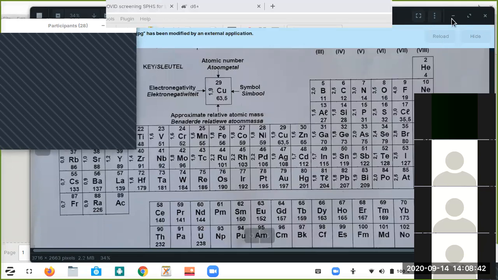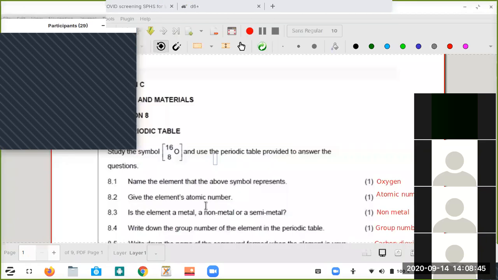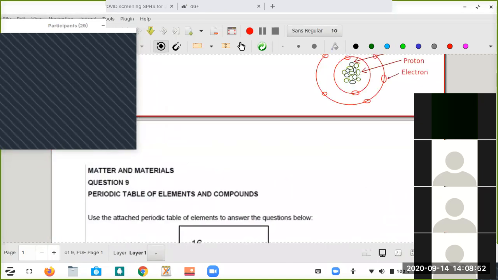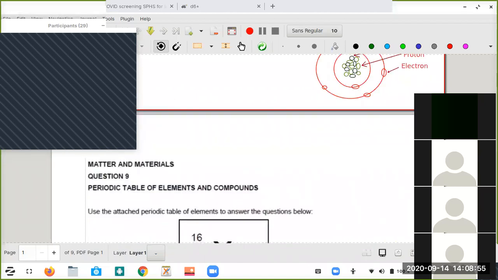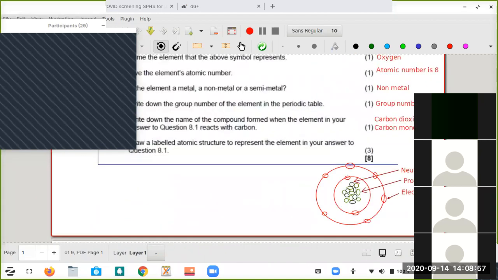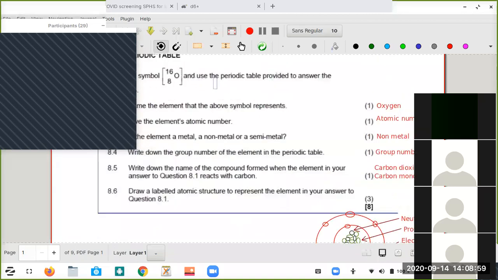Then we move on to the second question there. Give the element atomic number. Like I was saying, the element there is oxygen. So it simply means that the atomic number for oxygen is always what? 8. It is always 8. Since we are saying it's oxygen, it means the atomic number is 8. If you write it as 16, you are going to be marked wrong there.